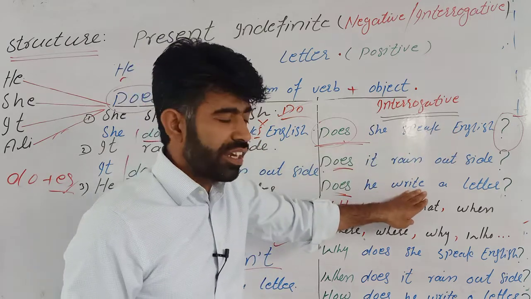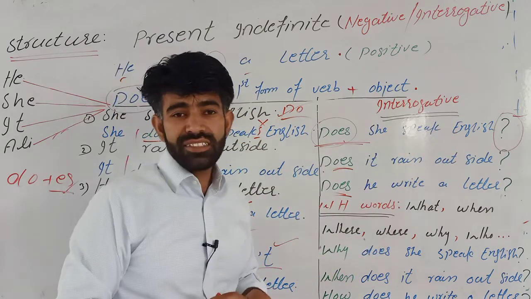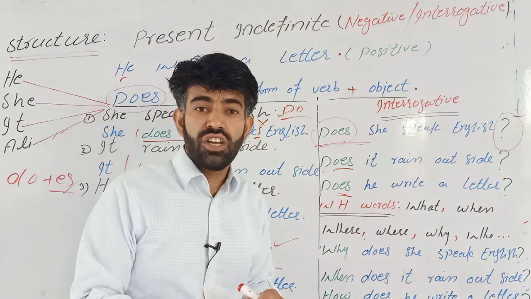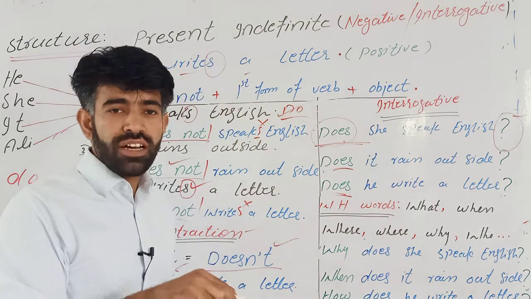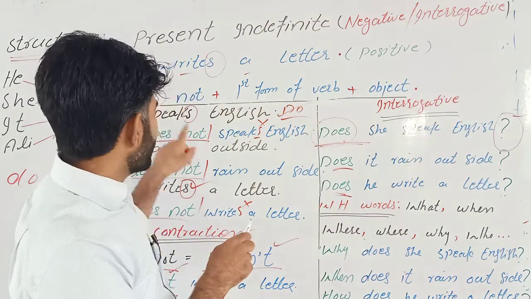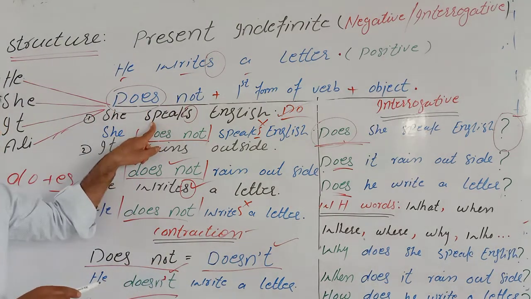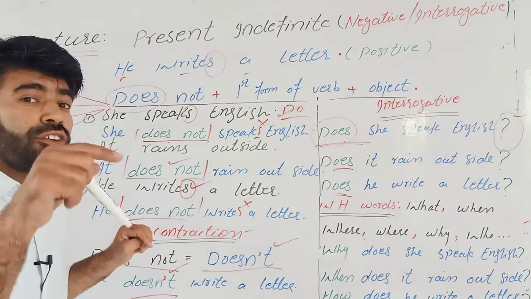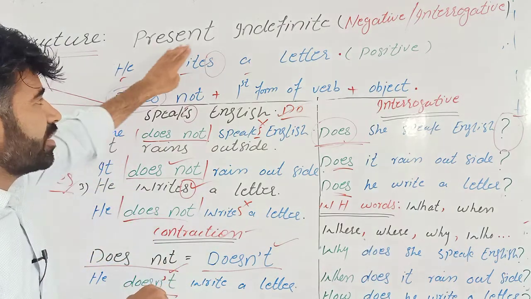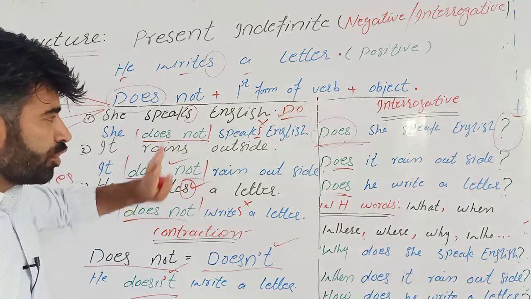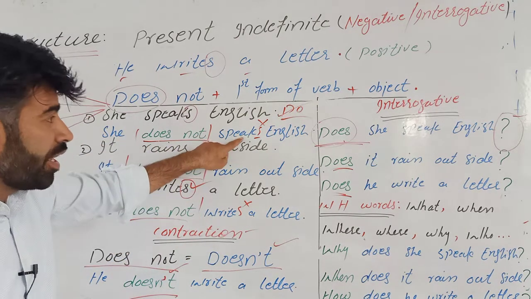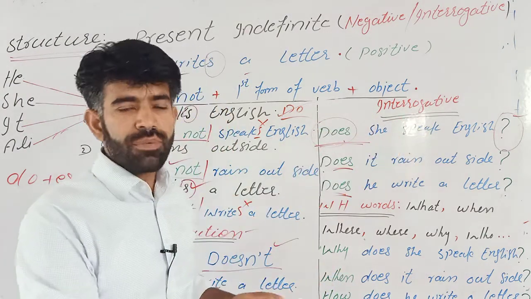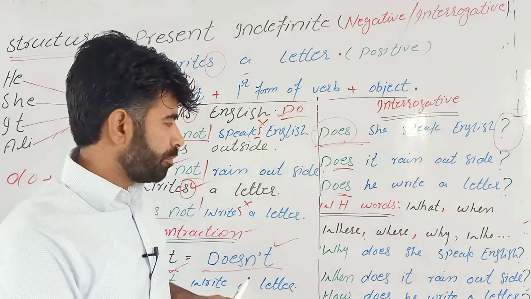In the same way here, do not add s if you are making negative or interrogative sentences in present indefinite tense. We need s with the main verb of the sentence when we are making positive sentences. I hope you understand. Only add s with the main verb if you are making a positive sentence of present indefinite tense. In negative, you don't need s with the main verb. In interrogative, you do not need s with the main verb. We will drop this s from the main verb.